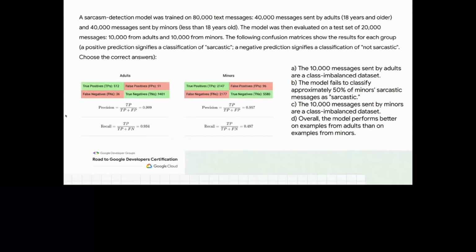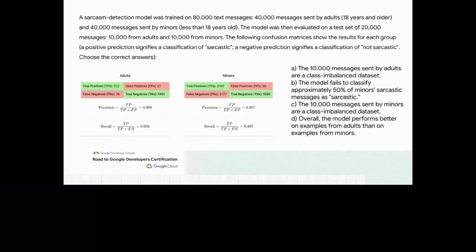Shout out to the person who picked A and B, which is the answer. So the 10,000 messages sent by adults are a class imbalance data set. If you look into the true positive, false positive, true negative, false negative, and you sum them, you basically have the total number of positive and total number of negative, which shows that the number of positive is significantly lower than the number of negative. So basically, the model was trained to say that adults are not as sarcastic. So that's the first one and why it is right.